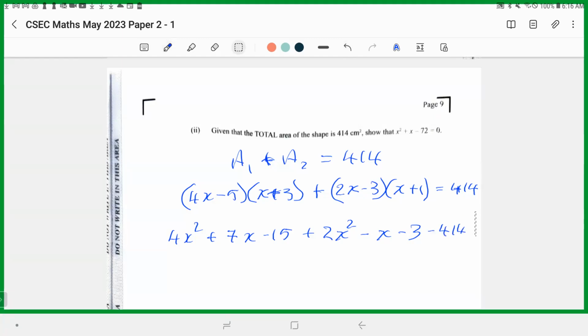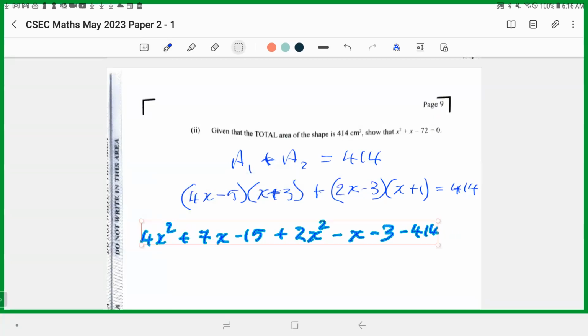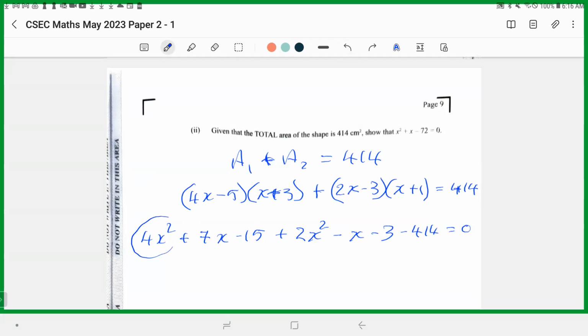Put this equals 0. And when we consolidate the values, we are supposed to get this, right? So let's look at it now. So firstly, it is 4x squared and 2x squared, 6x squared. So naturally, we're going to have to divide through by 6. And then this is 7x minus x. 7x minus x is 6x. Yes, 6x. And then we're working these numbers now. This, and that. What does that add up to?